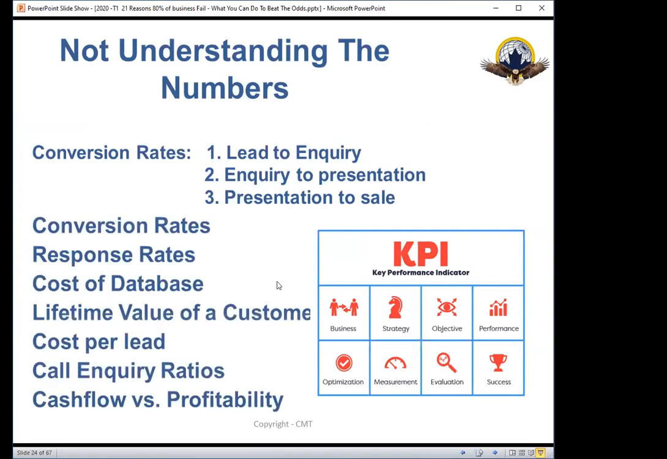So we want to know your conversion rates, your response rates, your cost of the database, the lifetime customer value, the cost per lead, the call inquiry ratios, and the cash flow versus profitability. Those are the numbers that we want to know. And if you don't know those numbers right now, that's okay. We will work those out together. That's what we're here to do. But if you know those numbers, then you can start creating marketing materials.